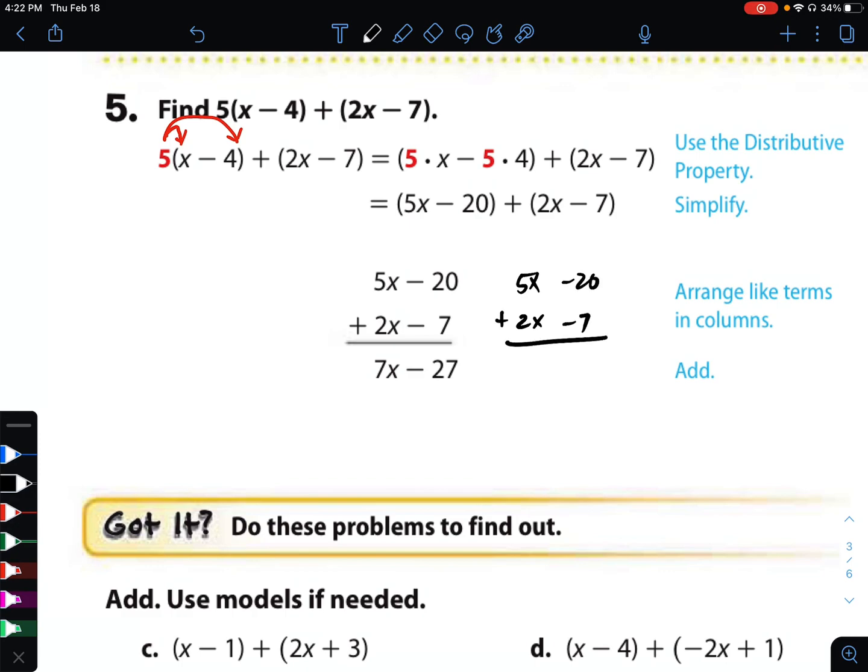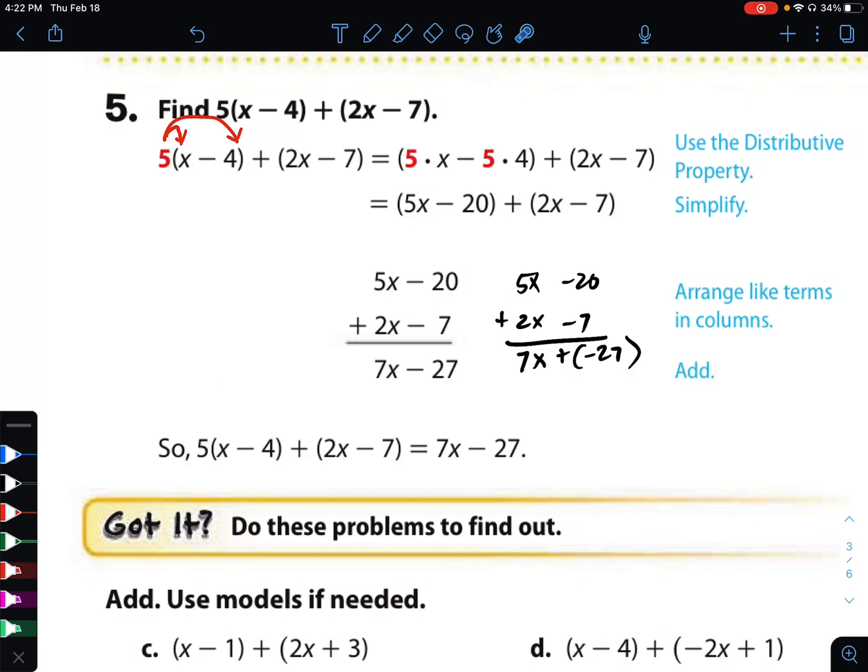Remember, when it comes to addition and subtraction, the operation before the number is the sign of the number. That's the reason why I keep on saying this is negative 20 and this is negative 7. So this becomes 7x plus negative 27, which is the same as 7x minus 27. This is more simplified because you don't have too many addition and subtraction signs going on.